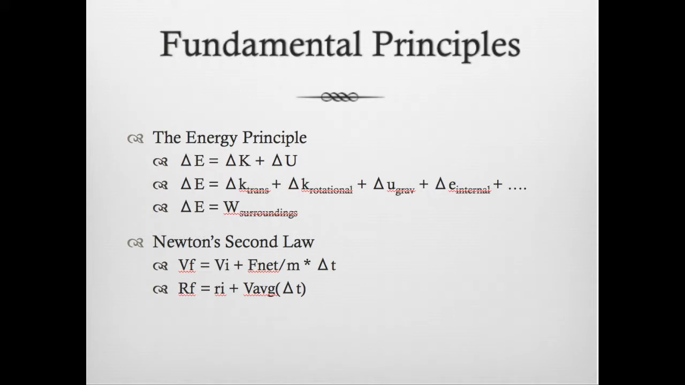Here are the fundamental principles that I will be using. As shown, the energy principle states that the change in total energy is equal to the sum of energy changes, particularly kinetic and potential. Furthermore, the change in energy is also equivalent to the work done by the surroundings. In order to update the position of the yo-yo through iteration, I will be using Newton's second law as well. This way, I will have an updated velocity and position for each run through the loop.